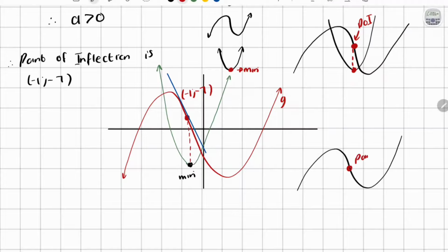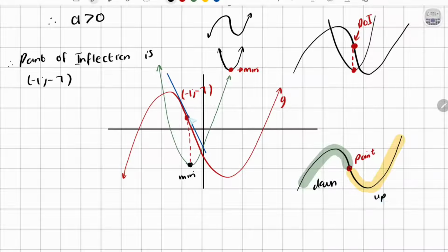If you find the point of inflection, all it just means is that wherever it looks curved up, this part over here, that is where the graph is concave up. And then this part over here is where the graph is concave down. So since we know that this one is concave down here, this one is concave up here, we're just looking for the part that is concave up.